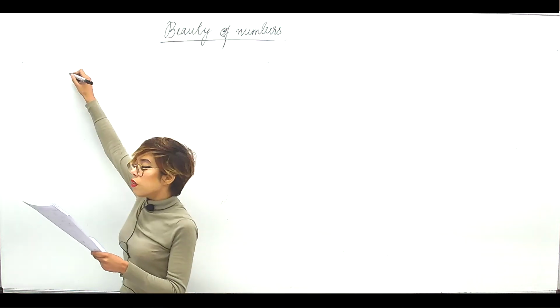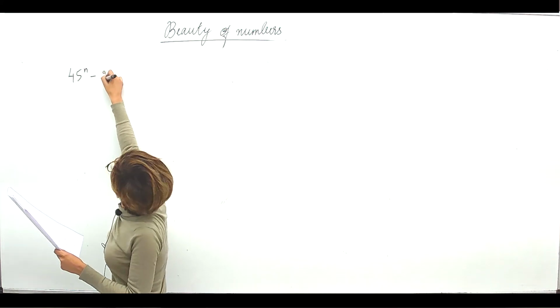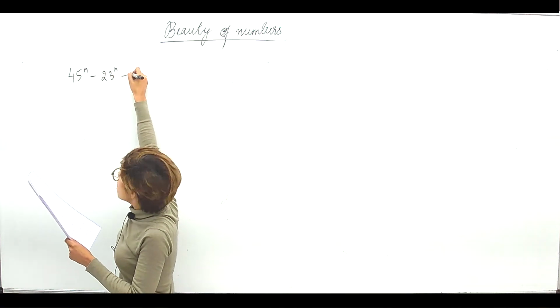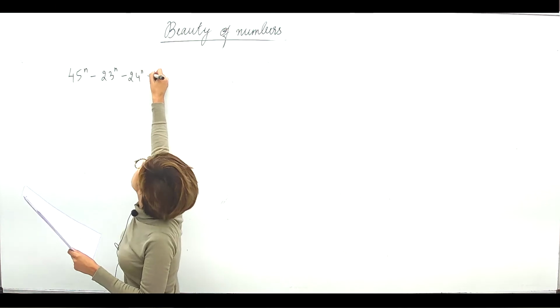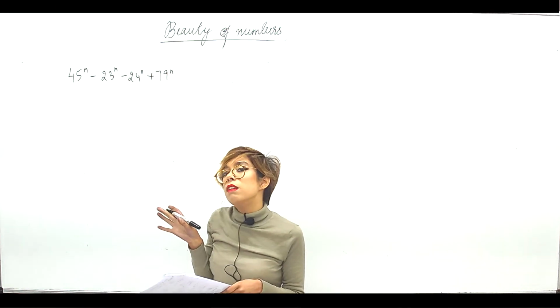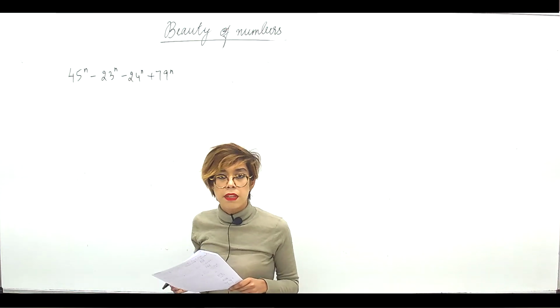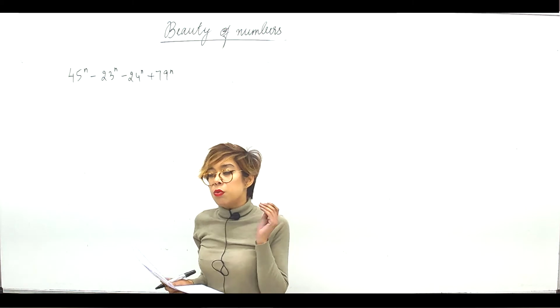Right, we just now did this question: 45 raised by n minus 23 raised by n minus 24 raised by n plus 79 raised by n. Basically, you found the remainder when it is divided by 77. The answer turns out to be 0. Now, I am giving you a new question.